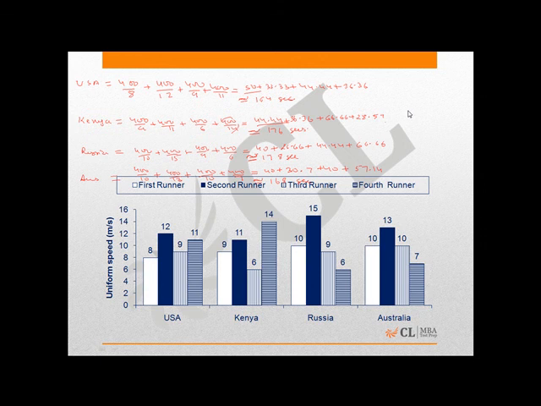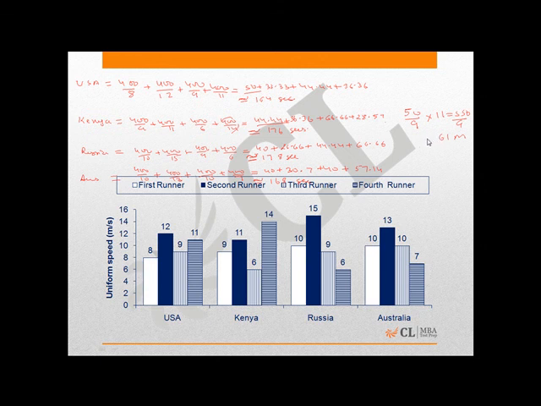When the second runner of USA started, the second runner of Kenya had an extra time of 50 by 9 seconds and his speed was 11. That means he has already covered an additional distance of 550 by 9 meters, which is approximately 61 meters. Now, we can say that the second runner of Kenya had a start of approximately 61 meters.